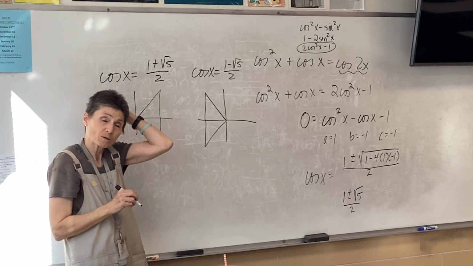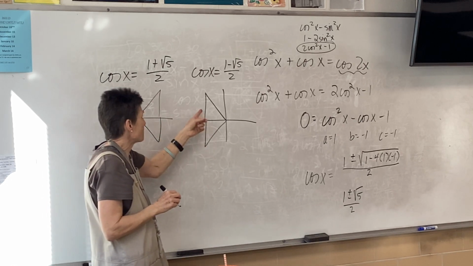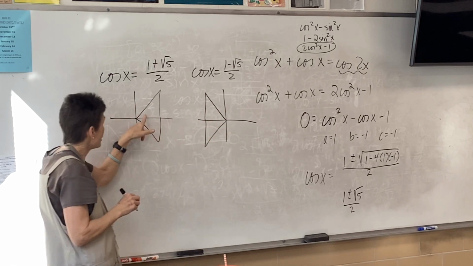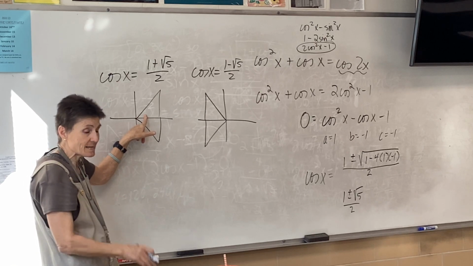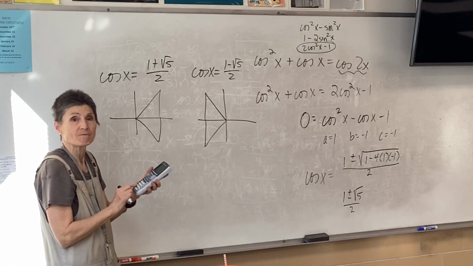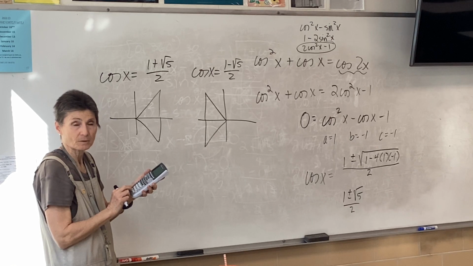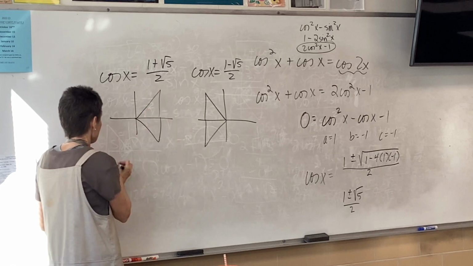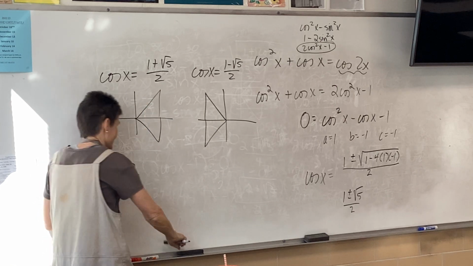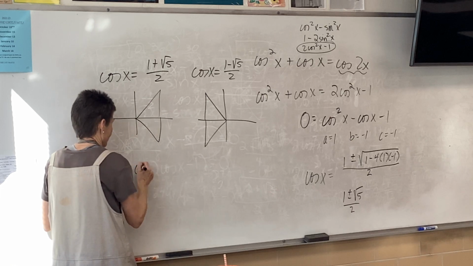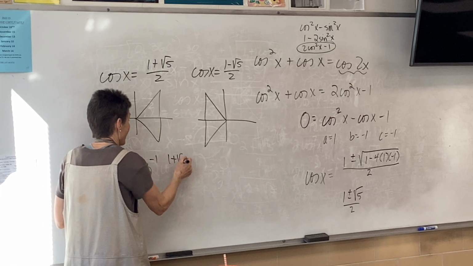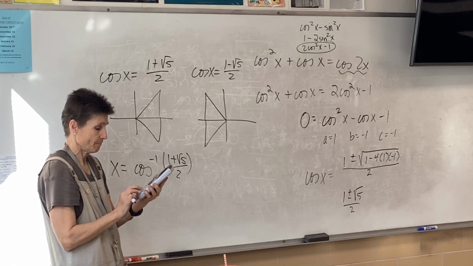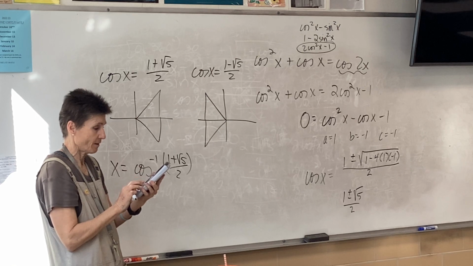Now, in the other problems that we've done, we have known the reference angle, like when it was root 3 over 2 or whatever. Here, I need to use my calculator to find the reference angle. Okay? So here's what I'm going to do. I'm going to type in second cosine of 1 plus root 5 over 2. Okay? So second cosine 1 plus the square root of 5.